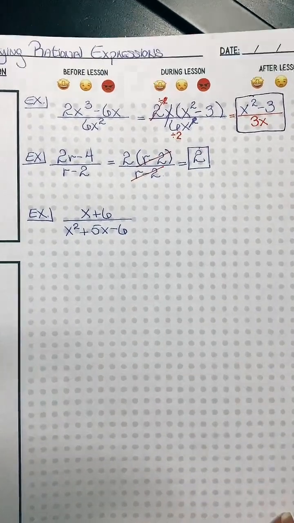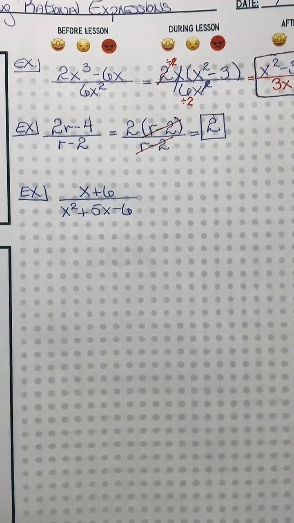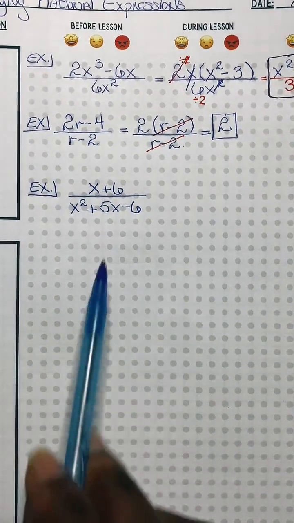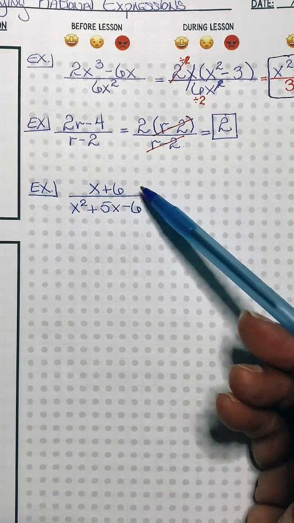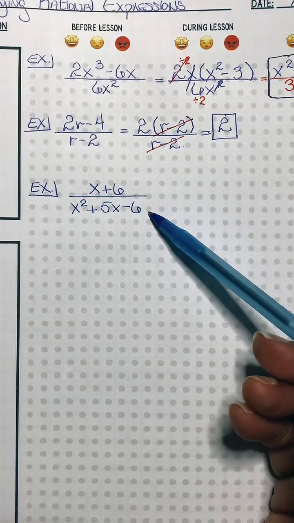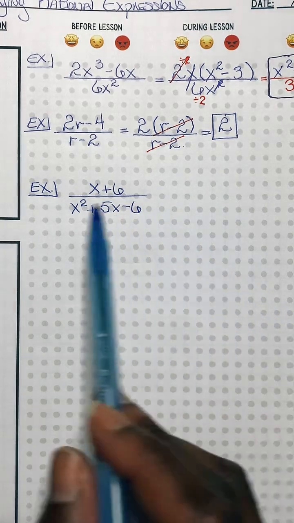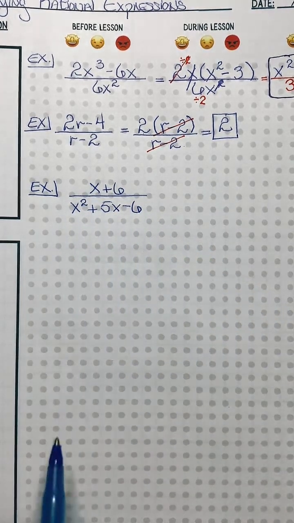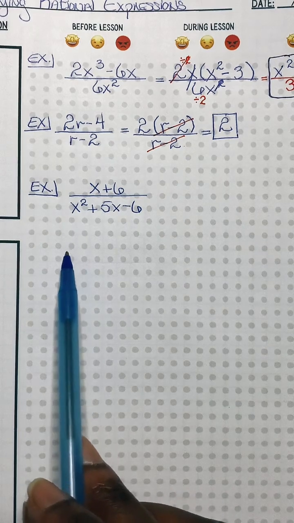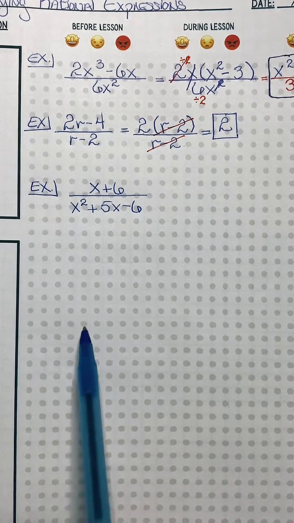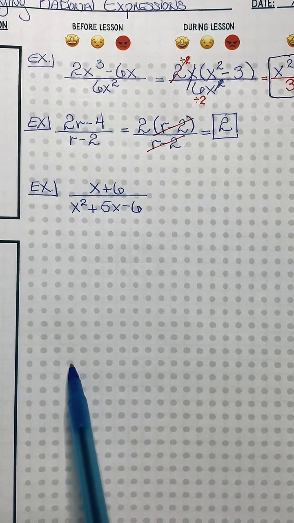Okay, so let me zoom in just a hair. Okay, so the next one is x plus 6. Okay, so we do have an expression over an expression. You're probably like, whoa, there's 3 terms. Okay, so we're going to go back to a little bit of factoring as I mentioned early on. Okay, so again, step by step, breathe.